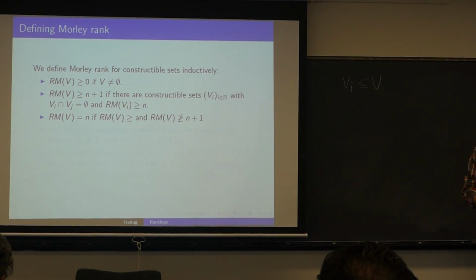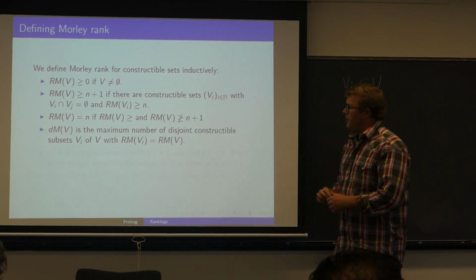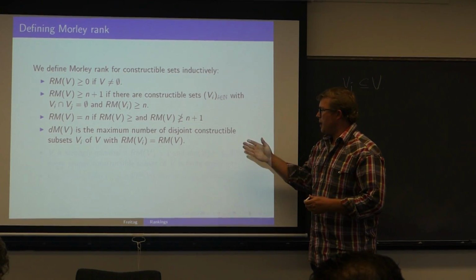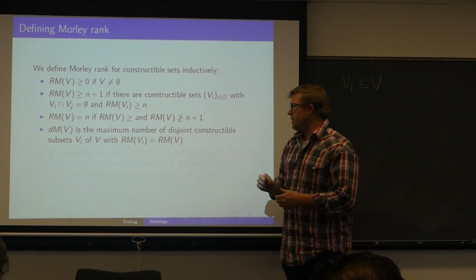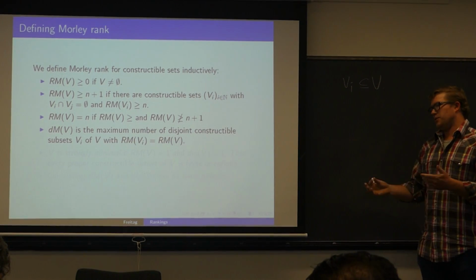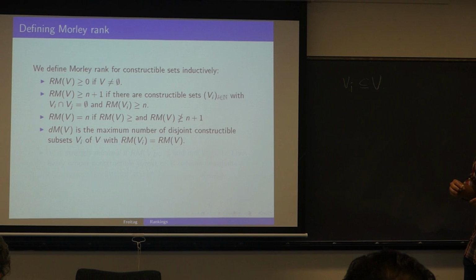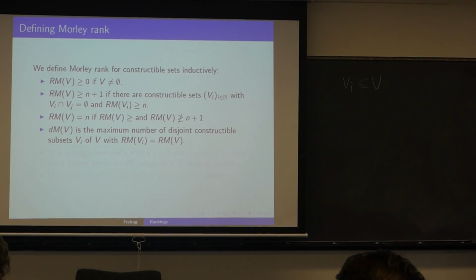So I'll try to give some examples and talk a little bit more about it. We also sometimes call the Morley degree the maximum number of disjoint constructible subsets V_i of V that have the same Morley rank as V. So it's a model-theoretic notion of degree. Unfortunately, it's not true that irreducible in the Kolchin topology implies Morley degree 1.